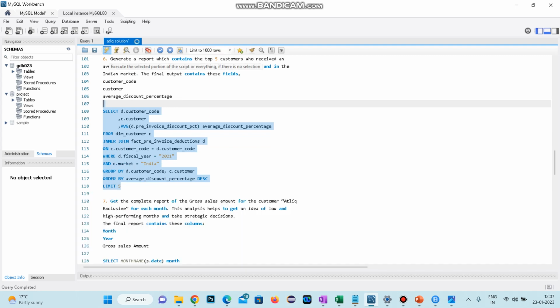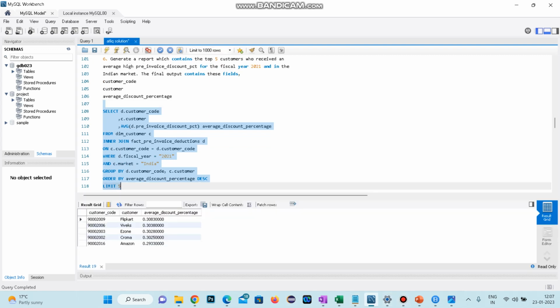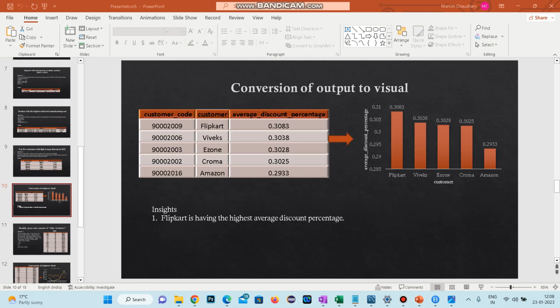So let's run it, and here we can see the output: Flipkart has the highest average discount percentage, after that Vivek's, then eZone, and Chroma, and then Amazon. Now let's move to the next question.